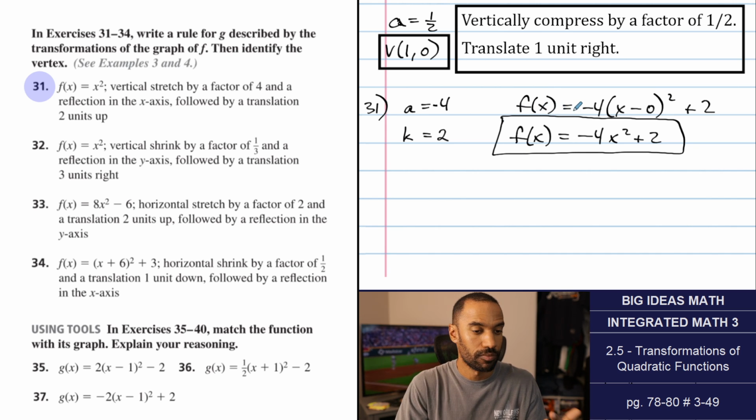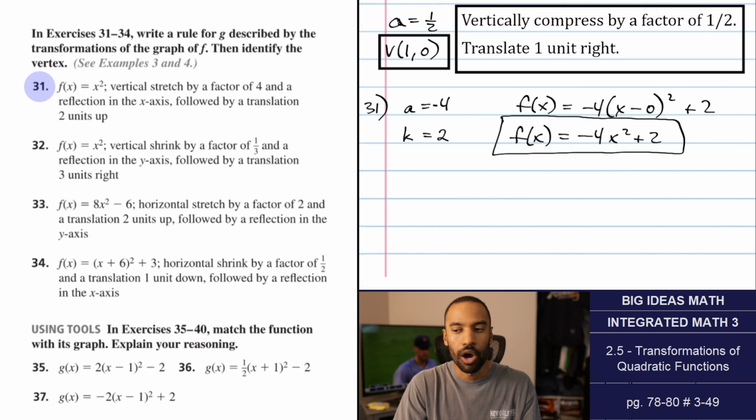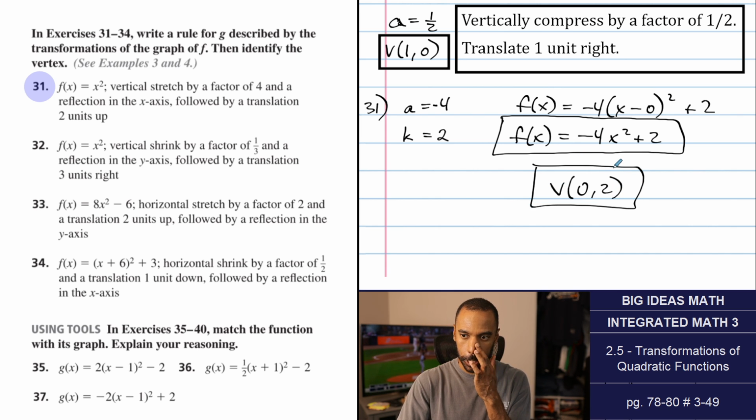It's in vertex form, technically. Is that all you do? Oh, then identify the vertex. The vertex is at 0, 2, whether you see it based on its form or you did it based on the translation. If they say translate 2 units up, you're translating the vertex 2 units up from the origin. So as simple as that.